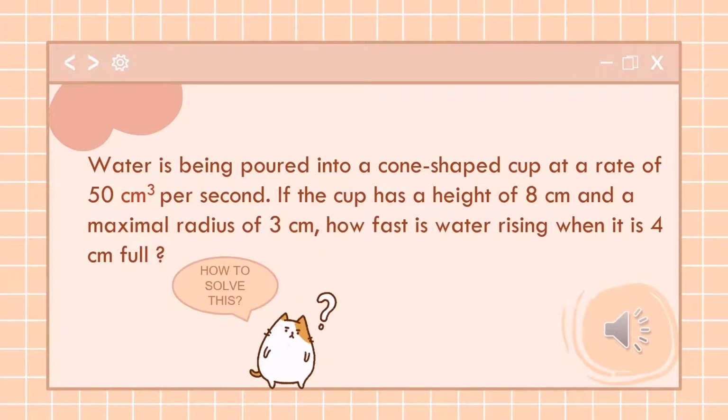Problem statement. Water is being poured into a cone-shaped cup at a rate of 50 cm cubed per second. If the cup has a height of 8 cm and a maximal radius of 3 cm, how fast is the water rising when it is 4 cm full? This question is quite confusing. Maybe we can ask someone who is an expert to solve this problem.